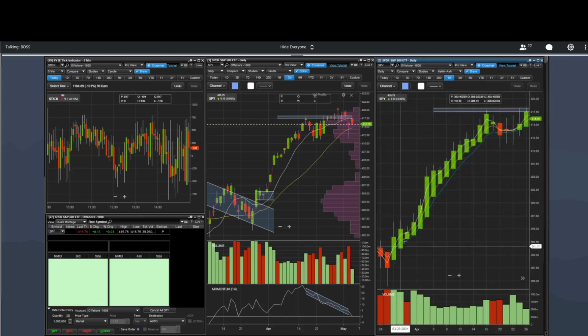Wow. On the daily, the Heikin Ashi is really powerful. You do have an inside day. You get another inside day, but you don't have a red candle. So this will keep you in a trade longer, looking at this chart setup.